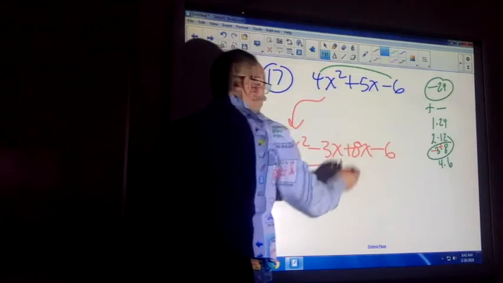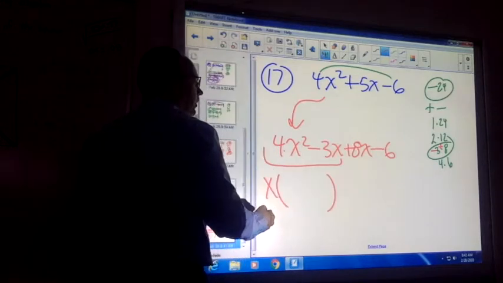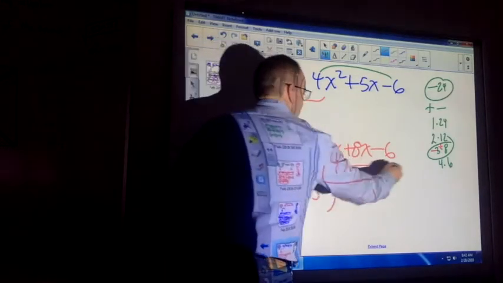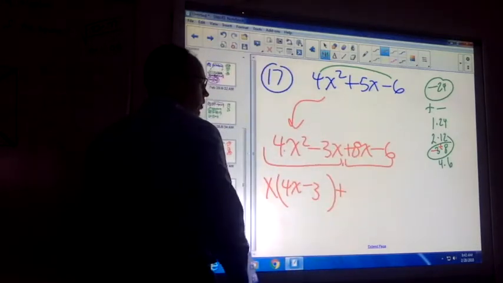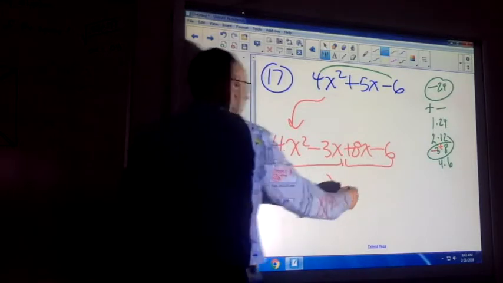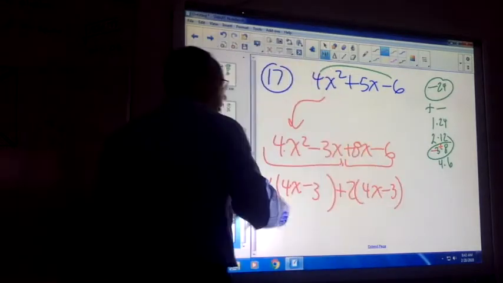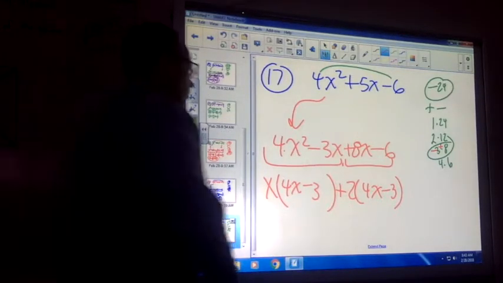What do I have in common here? X. If I factor an x out, what do I have left? 4x minus 3. What do I have in common here? Again, that sign needs to come straight down. What can I factor out? 2. And that also leaves me 4x minus 3. What is my answer? X plus 2, 4x minus 3?